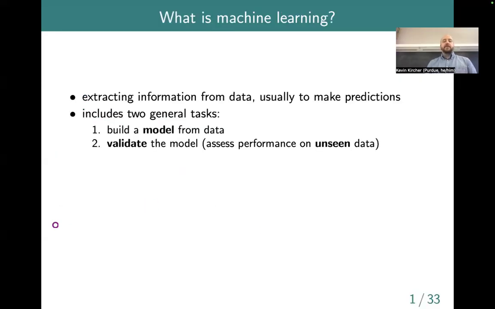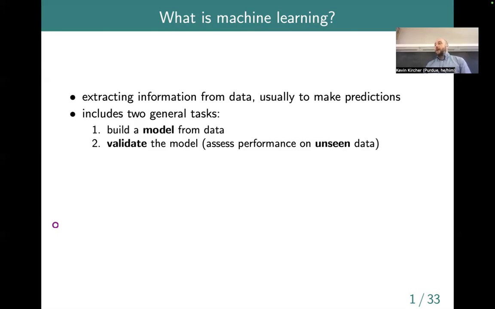Okay. So machine learning in general is, I think, as everyone probably knows, a very hot academic and industry field. It encompasses an enormous range of applications and methods. But broadly speaking, the goal is to extract some information from some data. And often we do that using past data in order to be able to make predictions about what future data will look like. So ML in general includes two tasks.